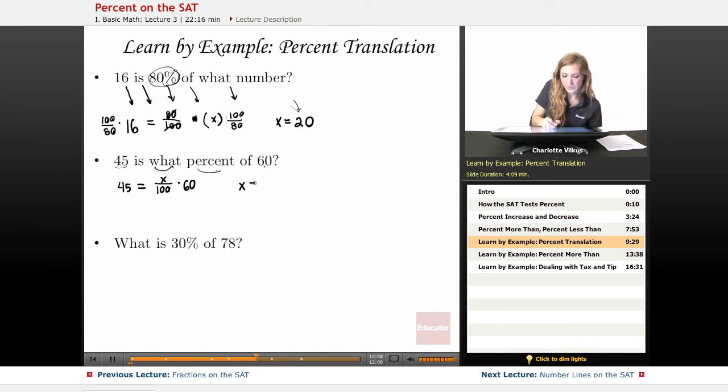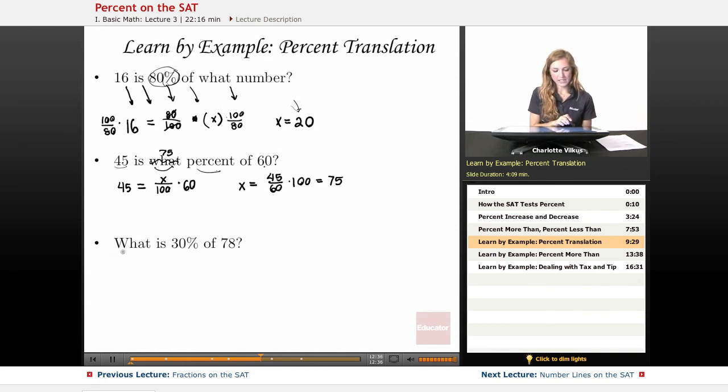All we have to do is say that x is then going to be equal to 45 divided by 60 times 100, which gives us 75. And we know that this was then 75% if we plugged this number back into the what, which is where we put the x. So we have 45 is 75% of 60. Again, that seems reasonable.